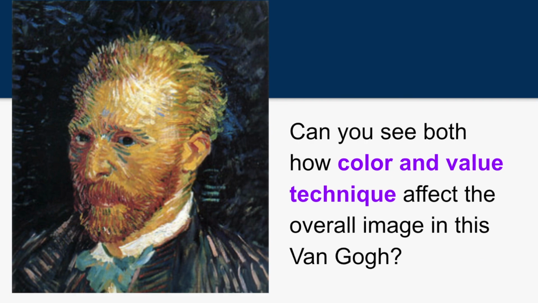I'm wondering if you can see how both the color and value technique affect the overall image in this Van Gogh. So this is actually a self-portrait that Van Gogh did. Hopefully you can see that he's using cross-hatching or line rendering as he's painting, and he often uses the complementary colors to create the shadows in the facial features. So you can see a little bit of greens and blues underneath the eyes and in his beard to create the depth of the form of his face.